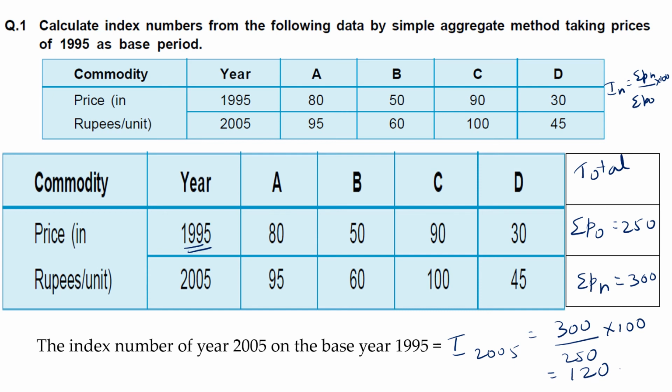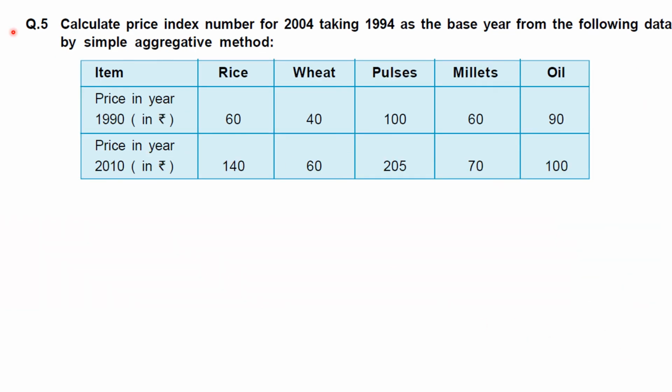Now the next question. The fifth question, we have to use simple aggregative method. So calculate price index number for 2004. I think it is 2010, taking 1990 as the base year. So this is 2010, taking 1990 as the base year.